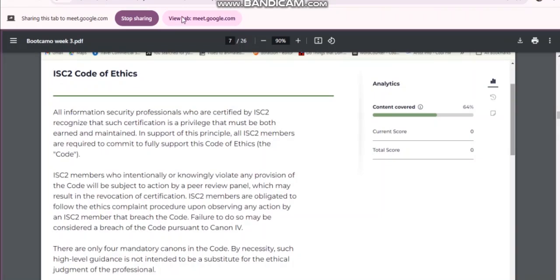Yes. So let's go on. That's clearly explained. There are only four mandatory canons in the code. By necessity, such high level guidance is not intended to be a substitute for.